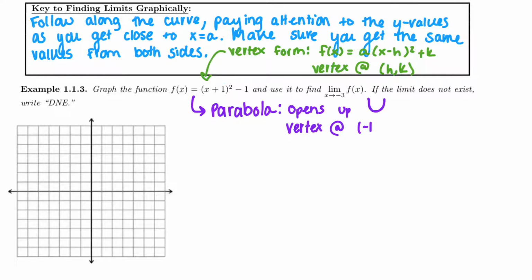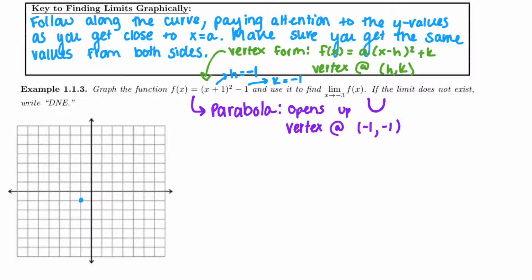This is just a review of parabolas. And then the k value, the y value of the vertex, is just whatever number you see here. So there's a vertex at -1, -1. If I'm going to graph this, -1, -1 is right here. I know it opens upward.